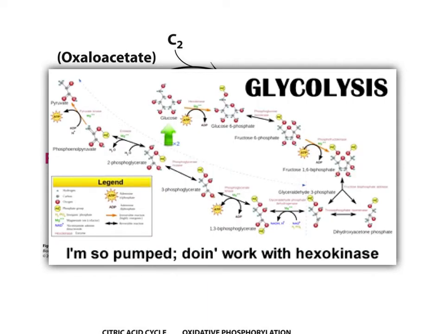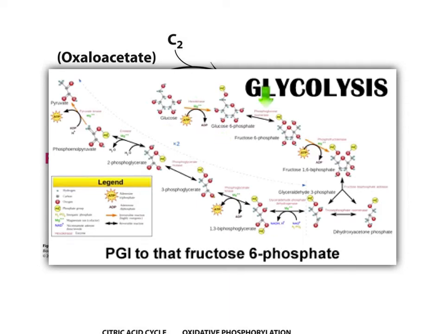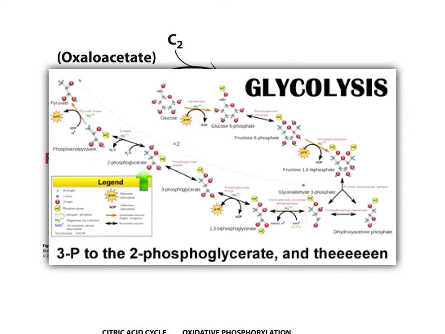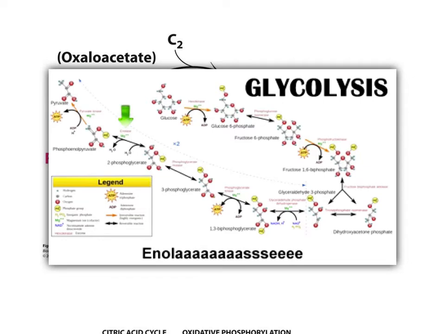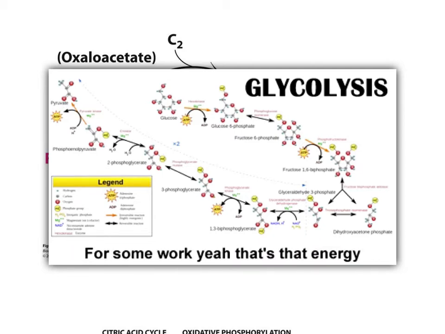I'm so pumped doing work with hexokinase. Glucose to glucose 6-phosphate. PGI to that fructose 6-phosphate. ATP, ADP, phosphofructokinase. Fructose 1,6-bisphosphate, aldolase to GAP. GAPDH with some PGK and PGM. Enolase to the 2-phosphoglycerate and then PEP to pyruvate. FAD, NAD, about to go and grab some hydrogen. Pumping out all the substance for some work, yeah, that's the energy.